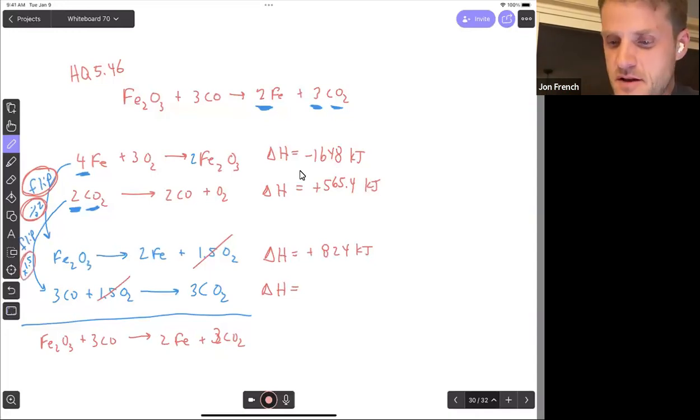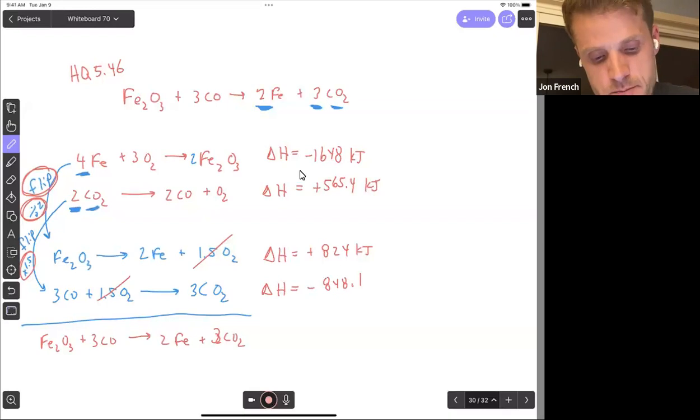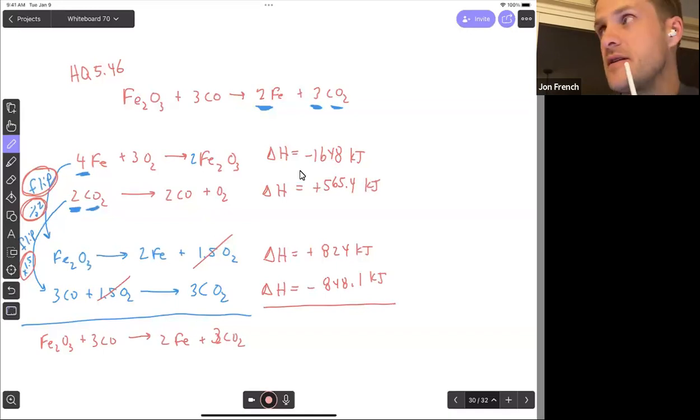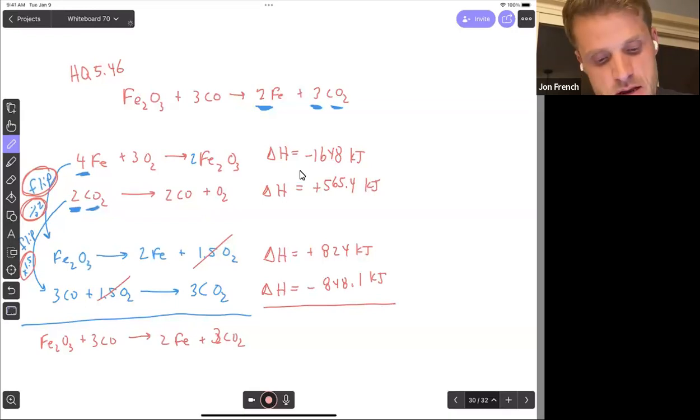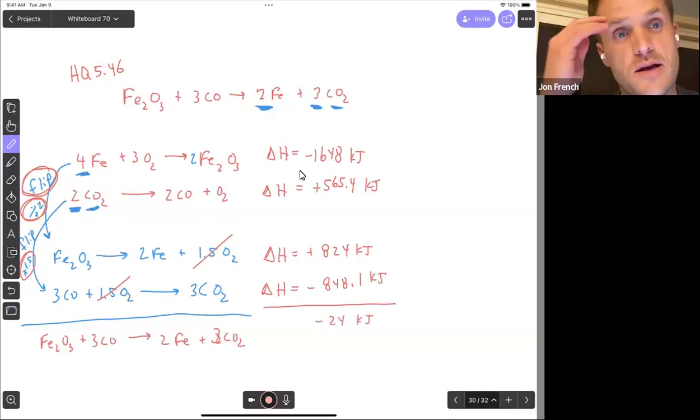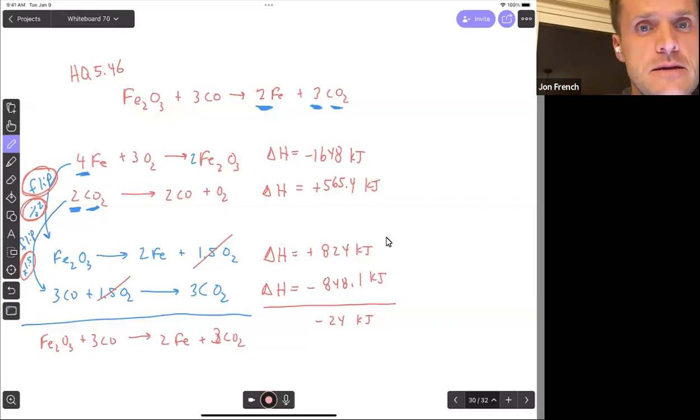565.4 times 1.5, right? I get a negative 848.1. Many of you are having problems with the sig figs here. So addition and subtraction, right? It goes to the decimal places. So 824 has 0 decimal places, so the answer should have 0 decimal places. Right? So we get like a negative 24 kilojoules of energy. No decimal places for question 46.